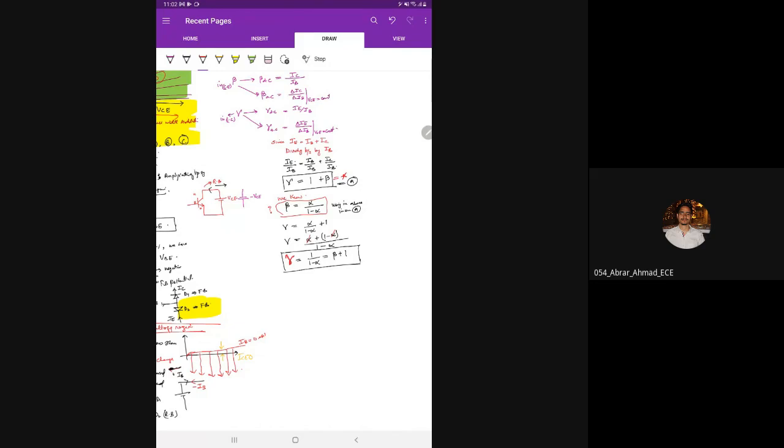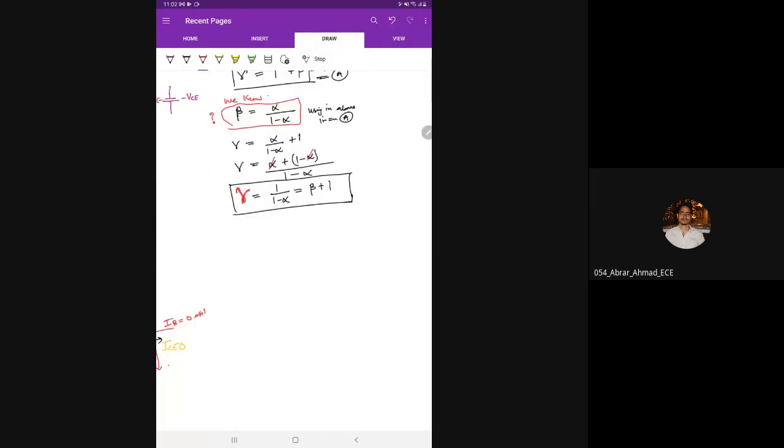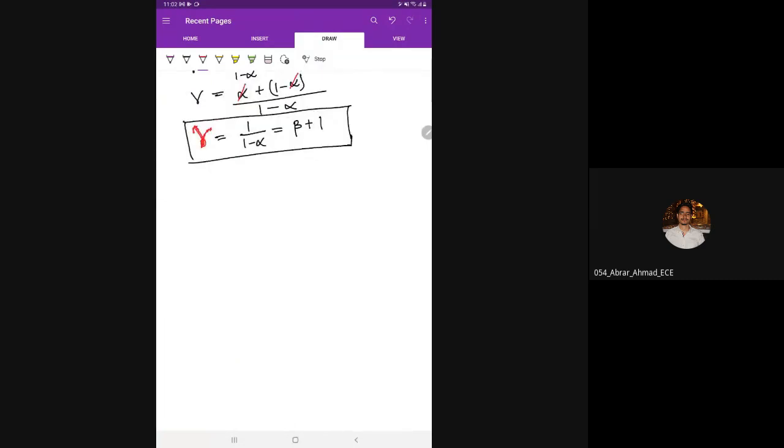Okay, if there is no question, then I'll summarize my discussion about common emitter, common base, and common collector configuration.